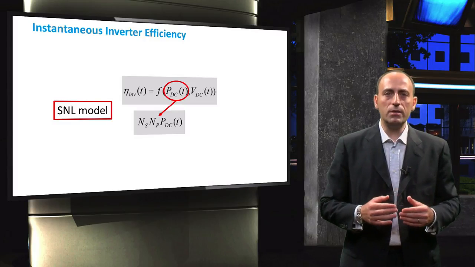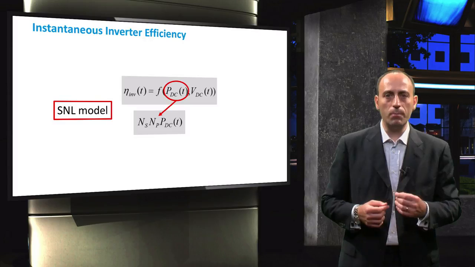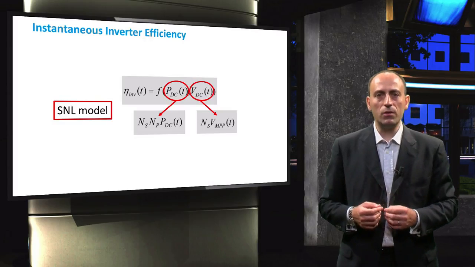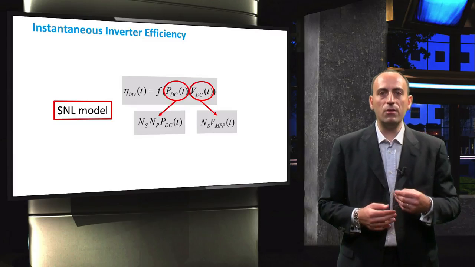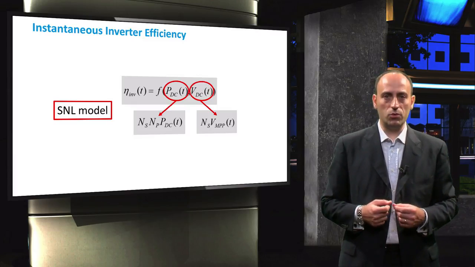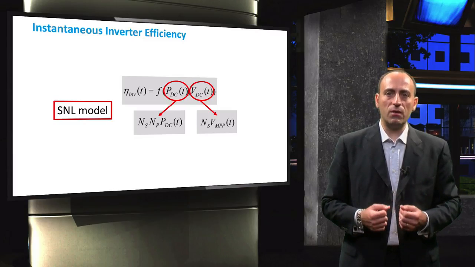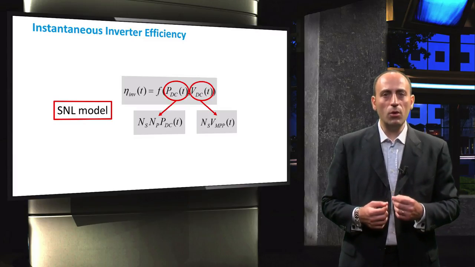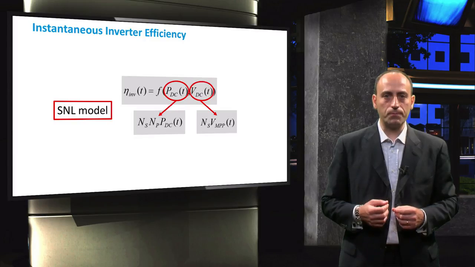According to that, the inverter efficiency is a function of the PV array's DC power and its corresponding DC voltage. The DC power is the product of the total number of modules and the power generated by one PV module. The DC voltage is the product of the maximum power point voltage of a PV module and the number of series connected PV modules. Through the SNL model, we obtain the instantaneous efficiency of the inverter. This model is explained in detail in section 20.4.1 of the Solar Energy book.